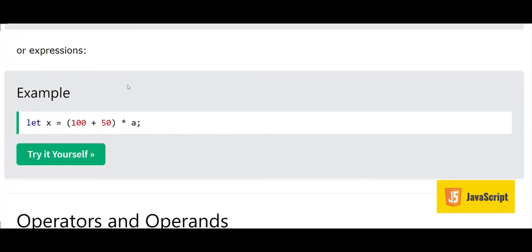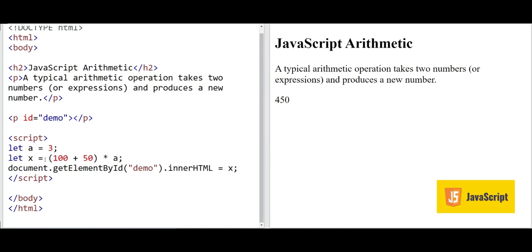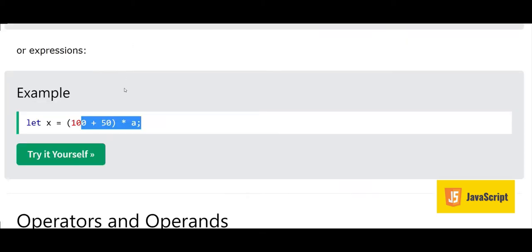Okay, and we can also have arithmetic operations in expressions. Here we have an expression where we are adding and then multiplying with a, where a is a variable. See here, a is a variable, and let x is equal to 100 plus 50 multiplied by a. So 150 multiplied by 3 will be 450, as we can see in the result on the right side.